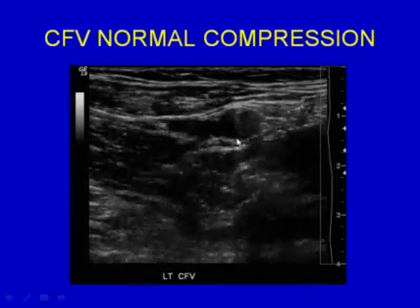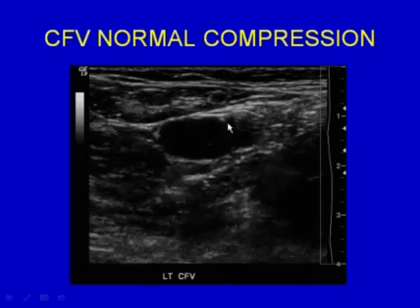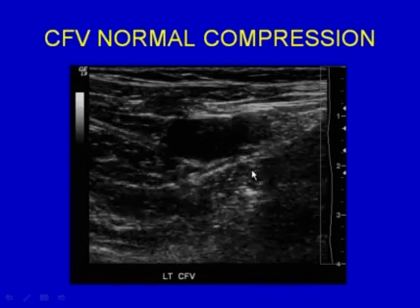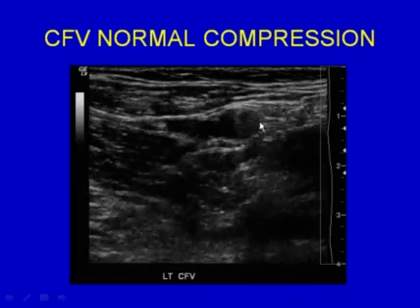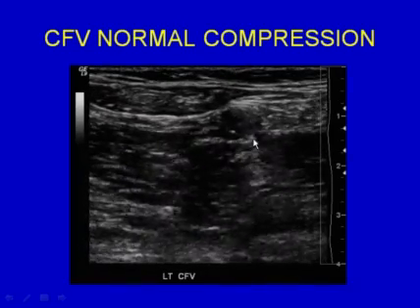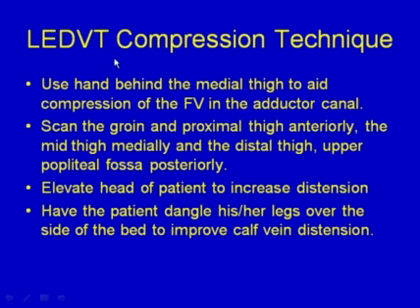Here's an example of the common femoral vein. You can see it here collapsing completely. The artery which is next to it does not collapse, and you can see the adjacent arterial pulsation as the vein collapses. You should still be able to see the artery right there. One pearl here is that if you're compressing in the thigh, sometimes the bone gets in the way, so you can use one hand behind the medial thigh and help compress the femoral vein in the adductor canal.